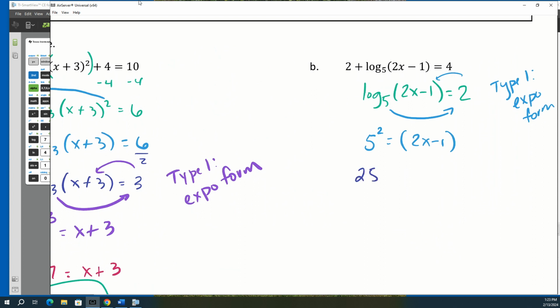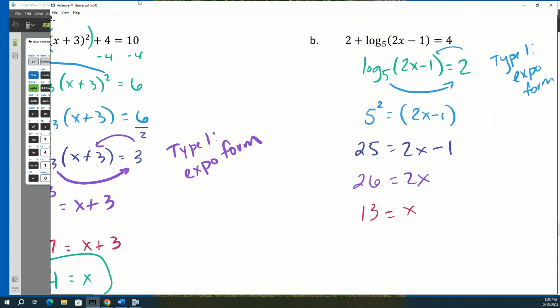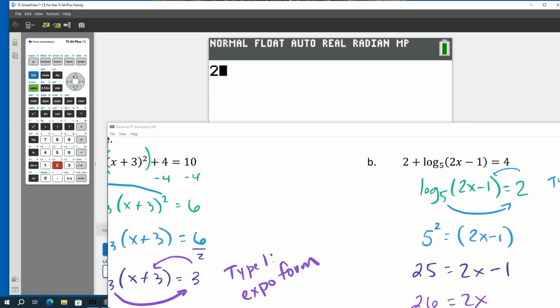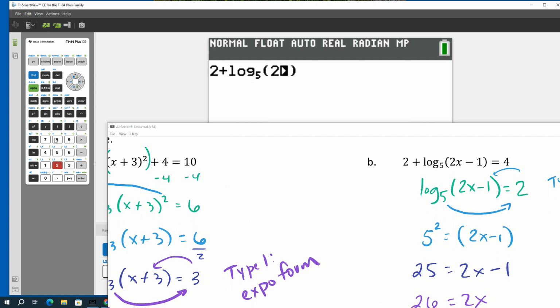All right, 5 squared is just going to give us 25. We don't need those parentheses anymore. I don't know why I wrote them in that light blue. We don't need them. All right, and then this is just a couple steps by adding 1 and dividing by 2, and x is probably going to be 13. We can double check it. And we get 4, so we're good.